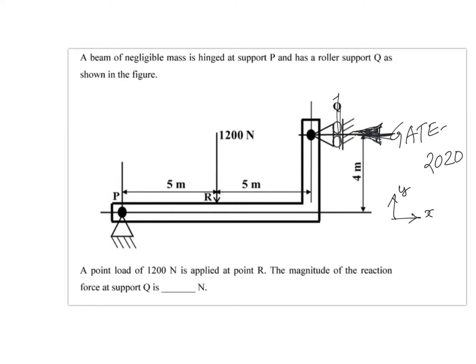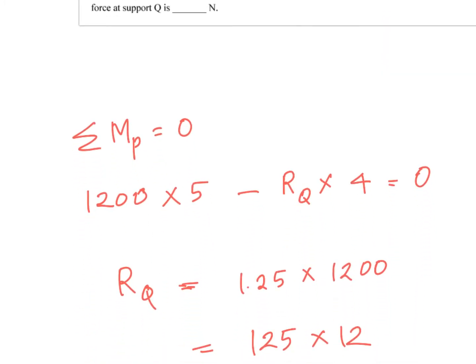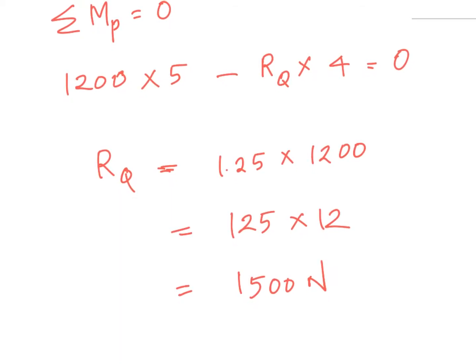I will explain it here itself. This particular force component, 1200 times 5 meter, will cause a moment in the clockwise direction. Now what does RQ do? RQ times this distance, which is 4 meter, will cause a moment in the counterclockwise direction. Makes sense? So for this beam to be in equilibrium, the moments should cancel each other, or in other words, RQ should be equal to 1500 Newton.